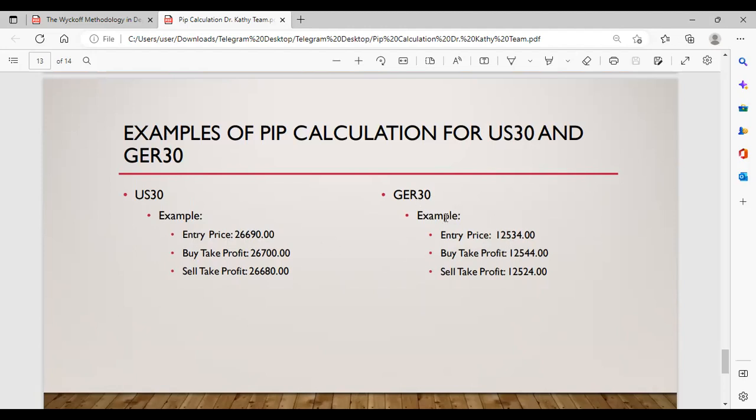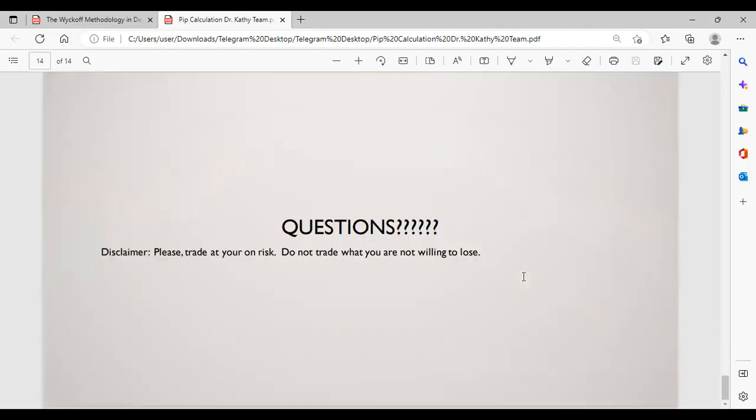Same with German 30, you have entry 12,534, and you have take profit by 544. That's plus 10 gives us 544, minus 10 gives us 524. See, so just take profit, right?